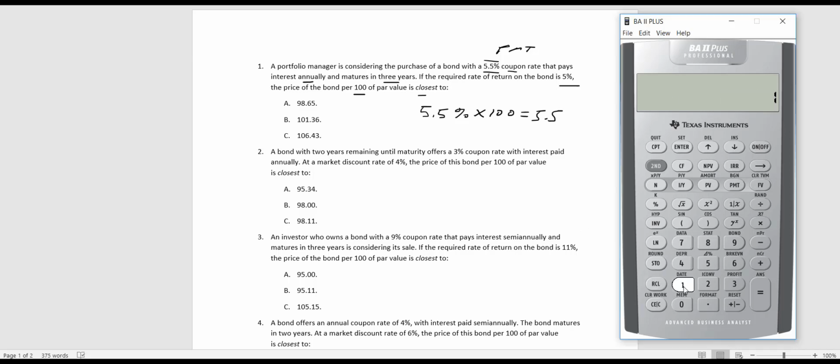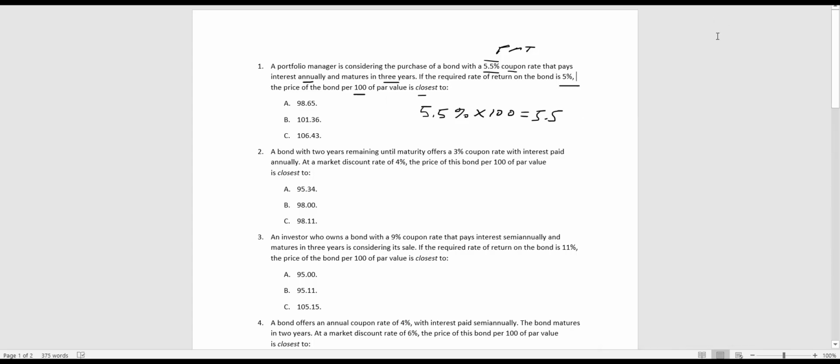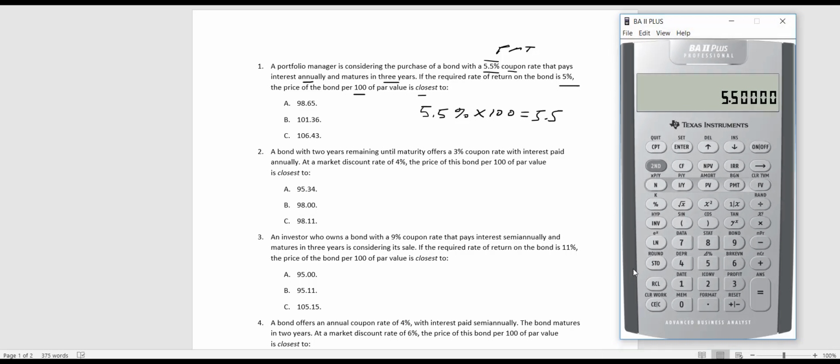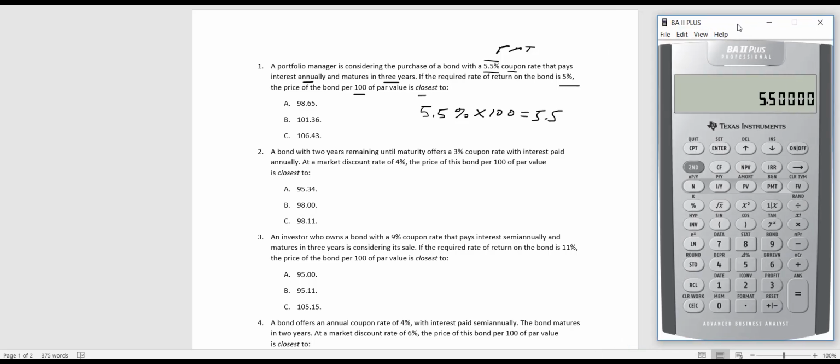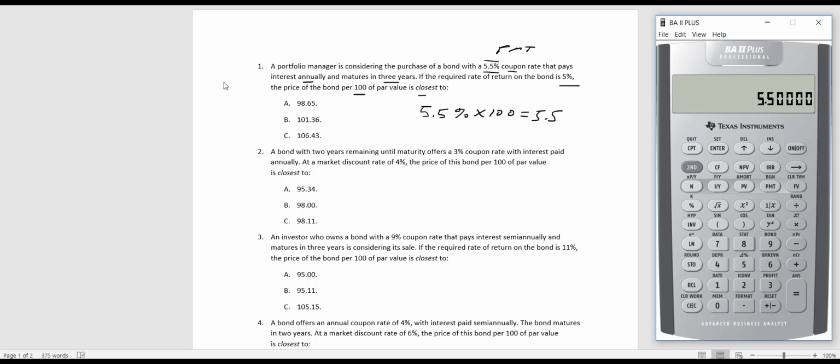Just bring up the calculator. 100 times 5.5%, and that's going to equal $5.50. Okay, so let's bring up the calculator again and keep it there for a minute. We know that, so how do we solve these problems?